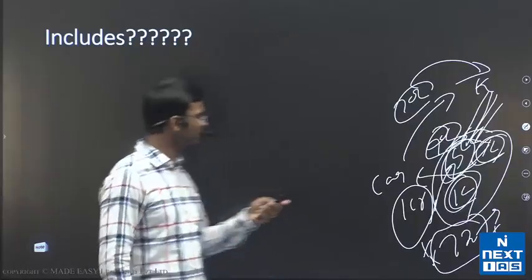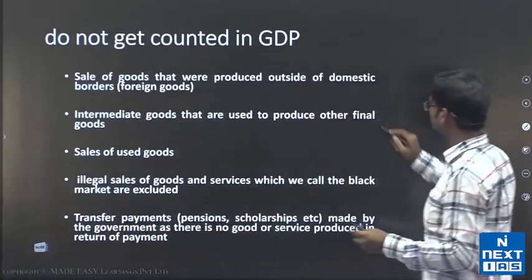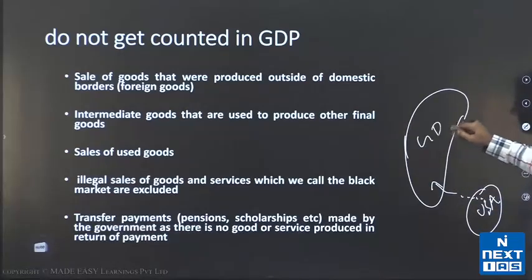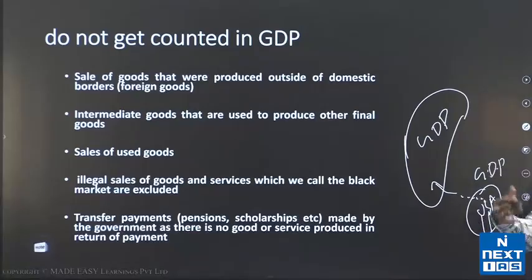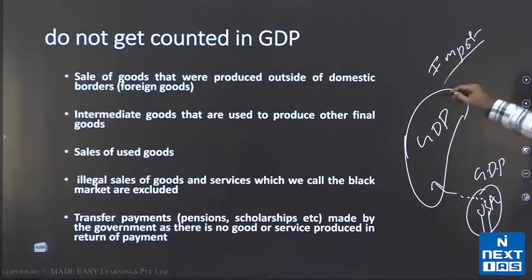And one more thing, tell me. In GDP, let's say there is a product manufactured in America, and Indians are importing that product. Should that be added to India's GDP or America's GDP? Because that is a part of America's territory. That is called imports. Are imports part of GDP or not part of GDP? So imports are not part of GDP.